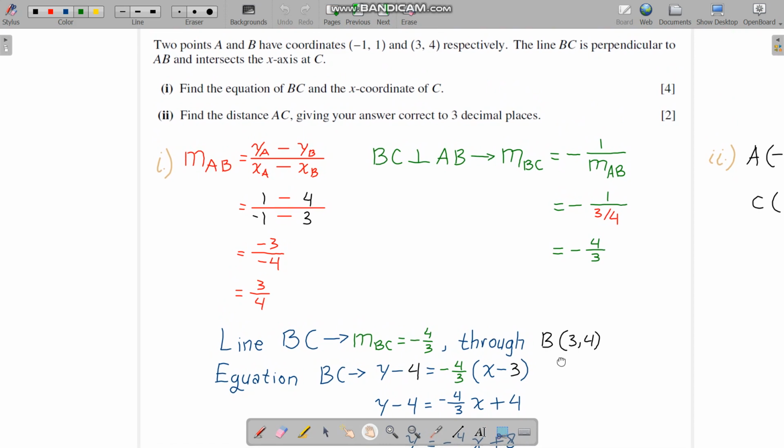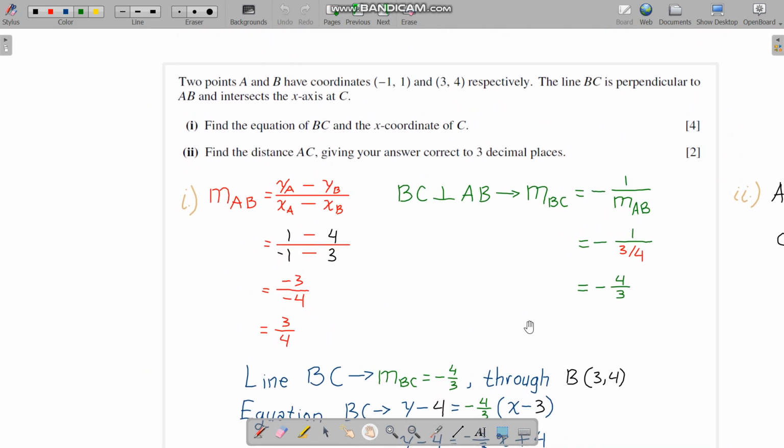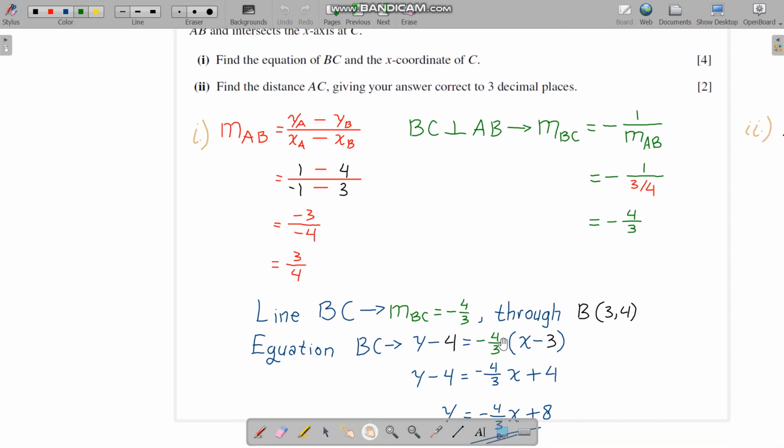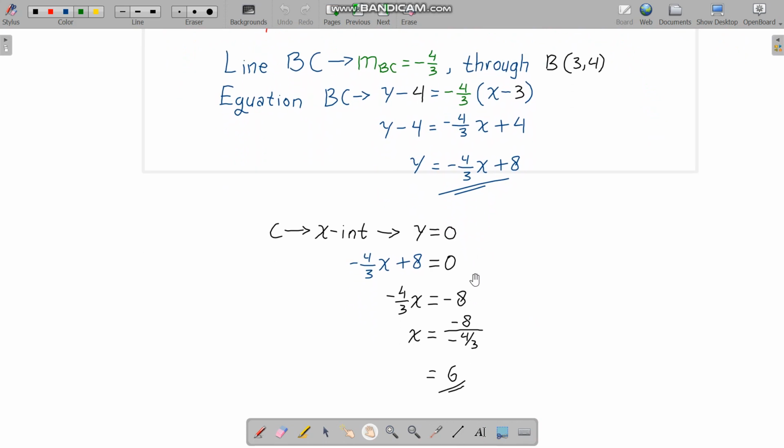And then we need to find the x-coordinate of C. It says C is the x-intercept, because it intersects the x-axis, and x-intercept means because it's on the x-axis, the y must be 0. So we use this equation, but we replace the y with 0, and then we solve for x. We get the x-intercept. So this is the x-coordinate of point C.